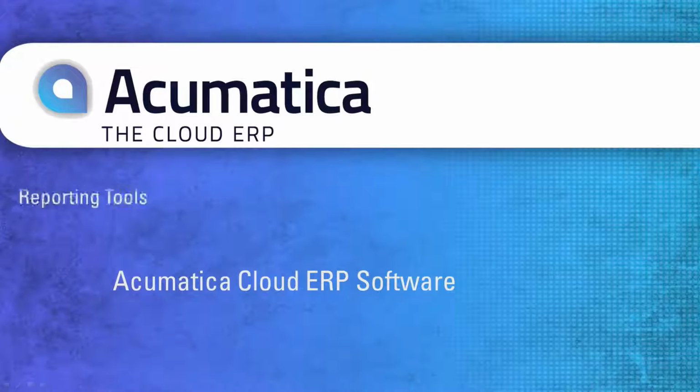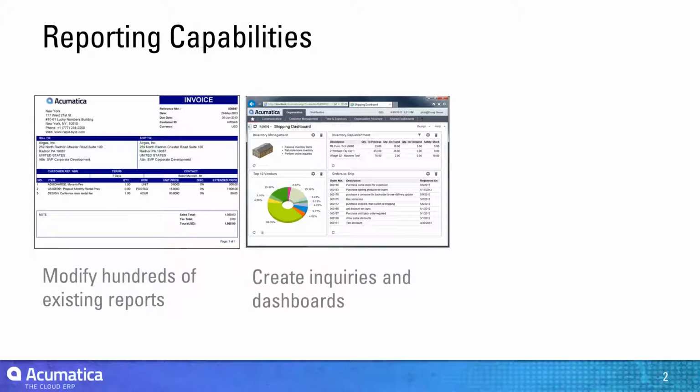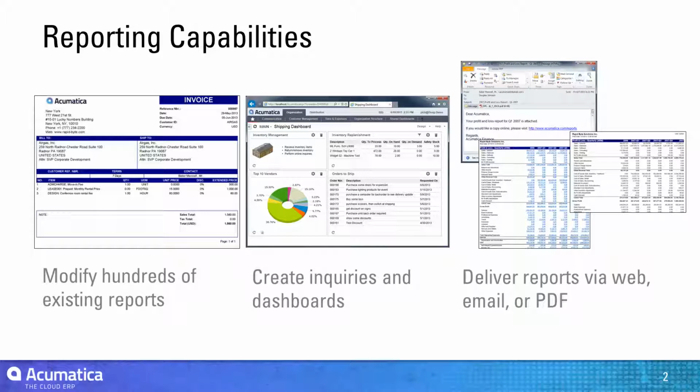Reporting Tools. Acumatica provides reporting tools to deliver customized business intelligence to everybody in your organization. Using Acumatica's reporting tools, you can modify existing Acumatica reports and develop new ones which can be delivered online, converted to PDF, or delivered via email.